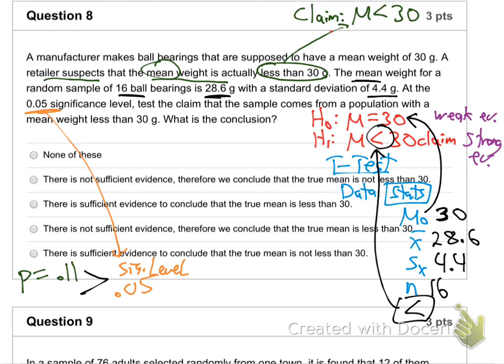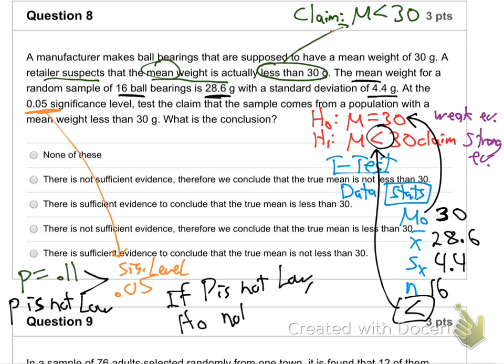So is the p low? No, this p is greater. P is not low. So if P is not low, then H0 does not go away, right? The not with the not. So if P is not low, the H0 does not go away. So that means I'm going to keep H0, and get rid of the other one.